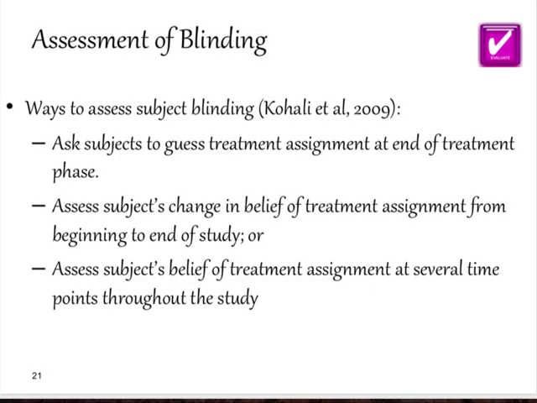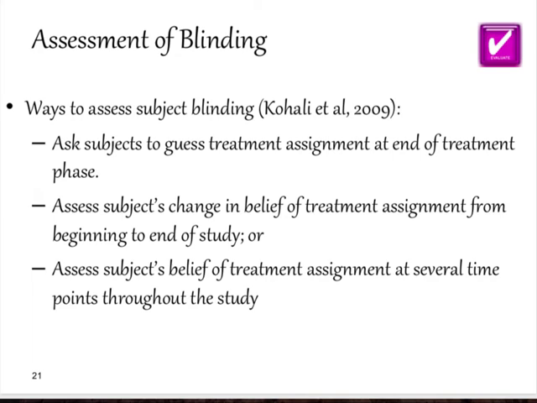This is the blinding. So how do we assess the blinding? There are different methods of assessing the blinding, and this is a famous study by Kolahi et al., which is by surveys. Ask subjects, who are the participants or the patients, to guess the treatment assignment at the end of the treatment. Another method is to ask subjects about change in belief of treatment assignment from the beginning to the end, or assess subject belief of treatment assignment at several time points through the study.